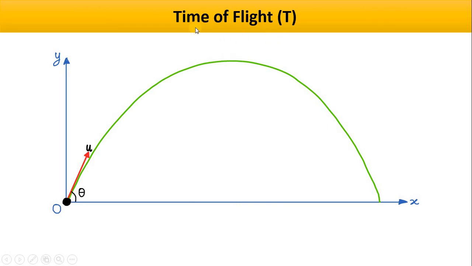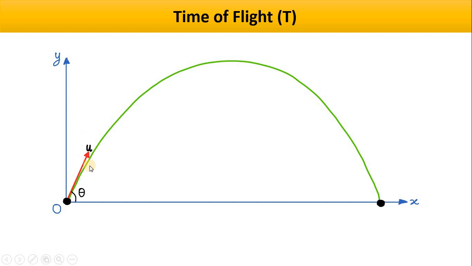First derivation we'll do is the time of flight. Time of flight means what? See, the projectile is thrown and it is now going along the curved path and lands here. How much time did it take to reach here is the time of flight. Once again, see the animation. The time taken by this particle from the starting point to the ending point, that total amount of time, is called the time of flight.